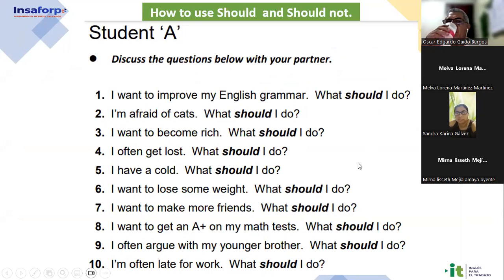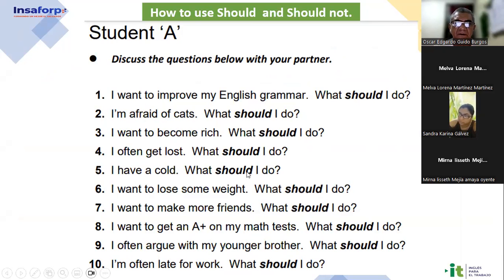Okay, listen. I want to improve my English grammar. What should I do? I'm afraid of cats. What should I do? Afraid of cats. Okay. I want to become rich. What should I do? I often get lost. What should I do? I have a cold.